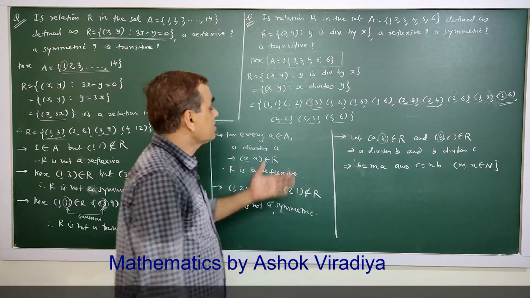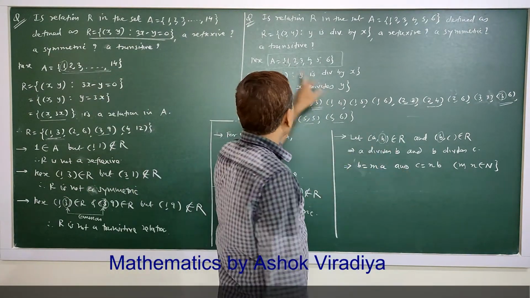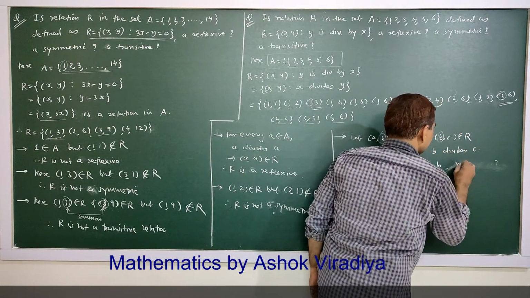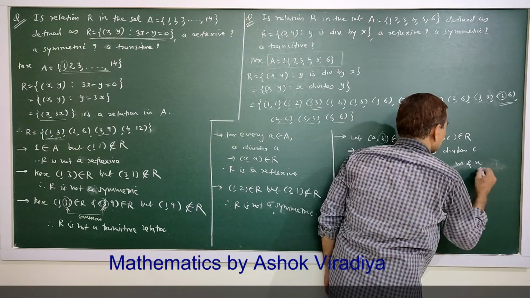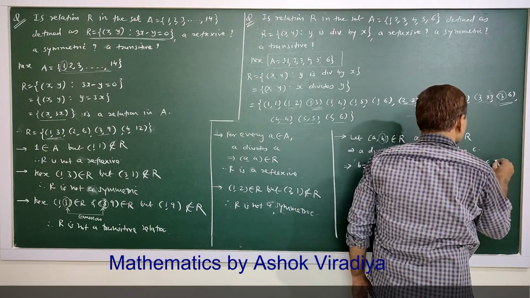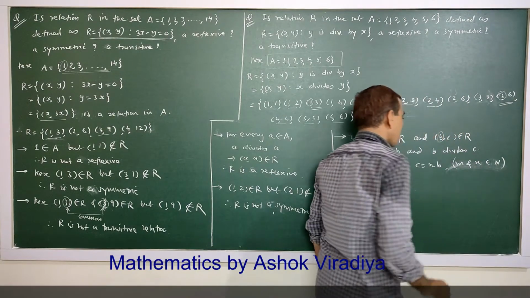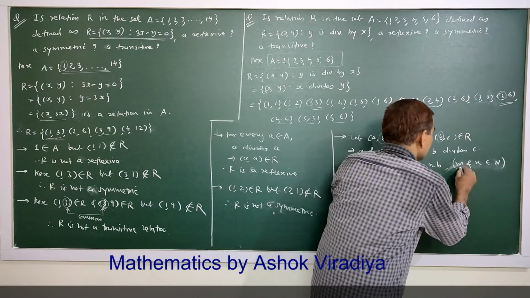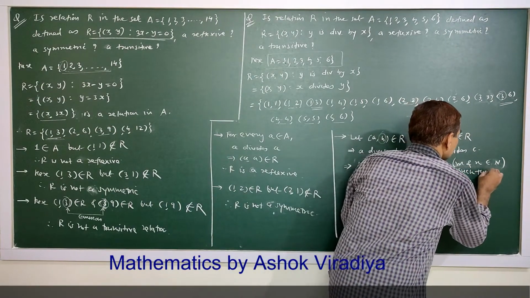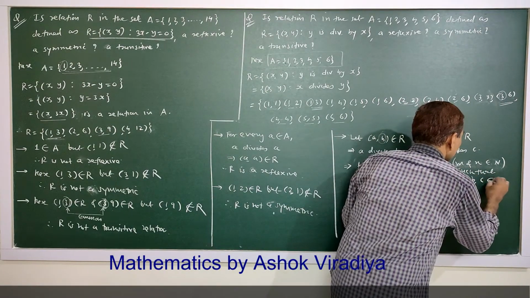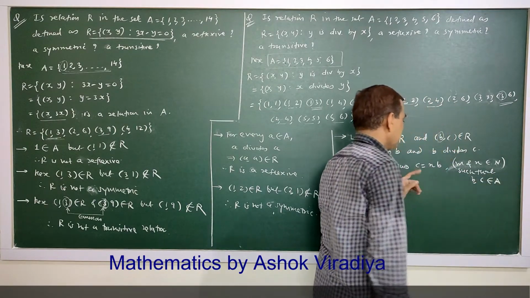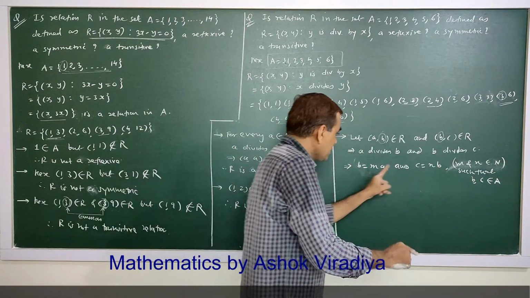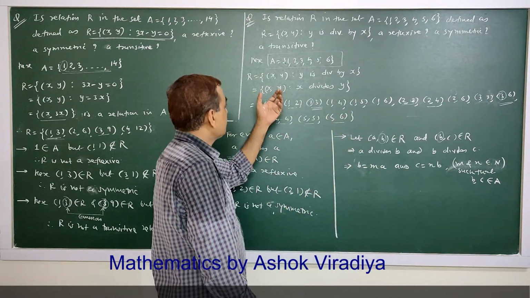M and N are integers, natural numbers, such that B and C both must be in set A. Not any natural numbers. Take those natural numbers for which the B and C values are in A.